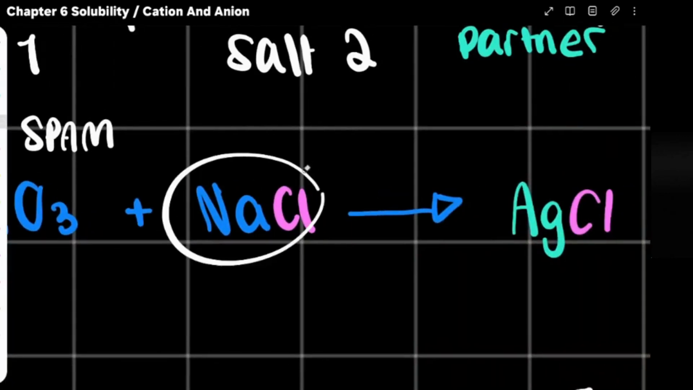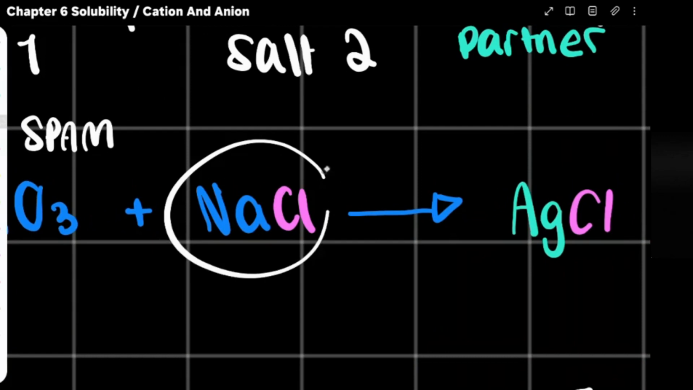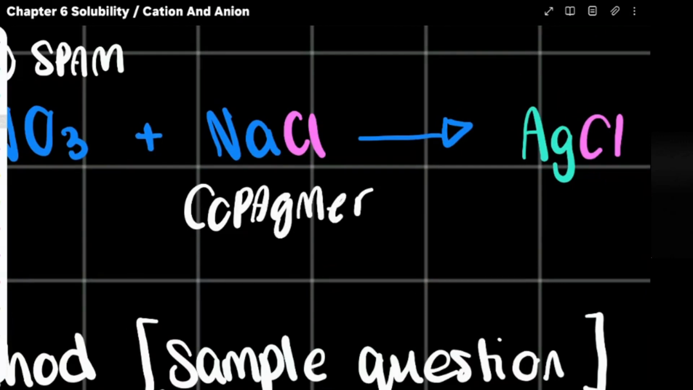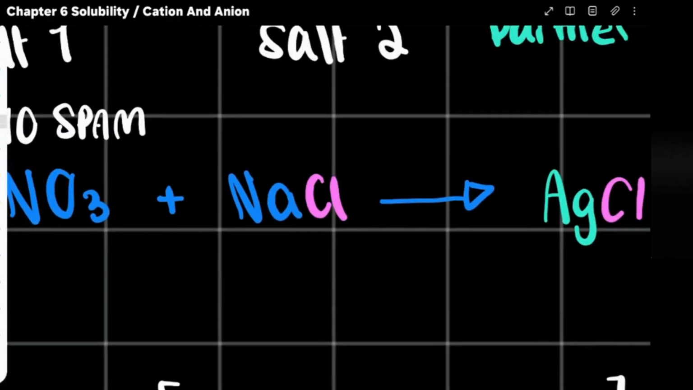Now NaCl. NaCl, is it soluble? Yes. Look at the back. The back is chloride, right? What is involved with chloride? Copacmer. Copacmer is involved with chloride. So this is also soluble. You know why? Look here, copacmer. It has to be paired with lead, silver, and mercury. This is sodium. Sodium, of course, doesn't pair up with anything. And also, of course, sodium is also in NO SPAM.